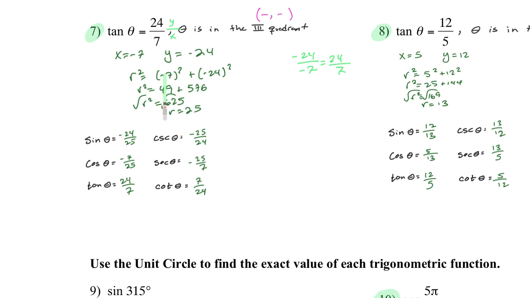So I got r squared equals -7 squared plus -24 squared. By simplifying, I got that r equals 25. So sine, again, is y over r, so -24 over 25. Cosecant is r over y. The negative, we either put on the numerator or in front of the fraction. Then cosine is x over r. Secant is r over x. Then tangent is y over x, and cotangent is x over y.